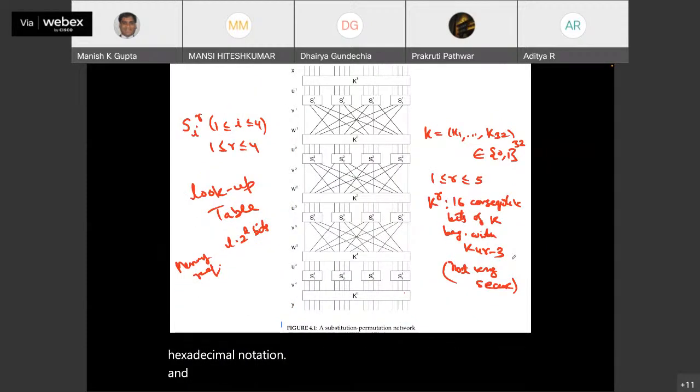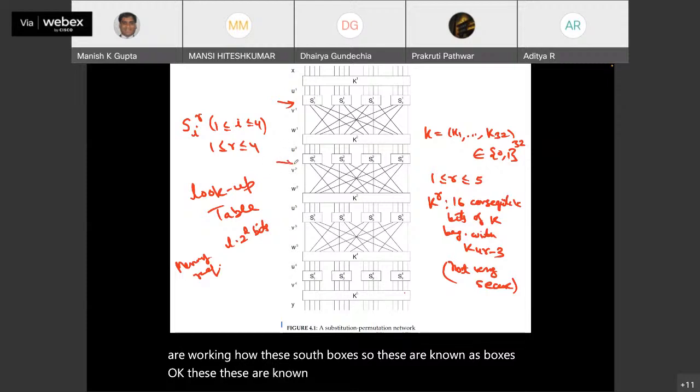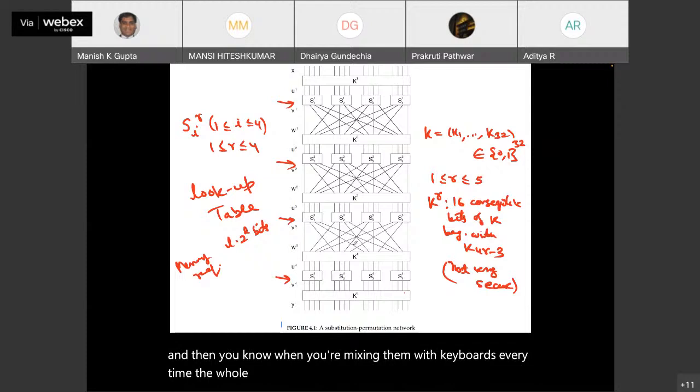This was the whole process, the substitution permutation network, how these keys are working, and how these S boxes work. These are known as S boxes. At each stage, what is happening? This is round one. The u's are input bits and the v's are output bits, and the w's are the states. Then you mix them with the key bits every time.